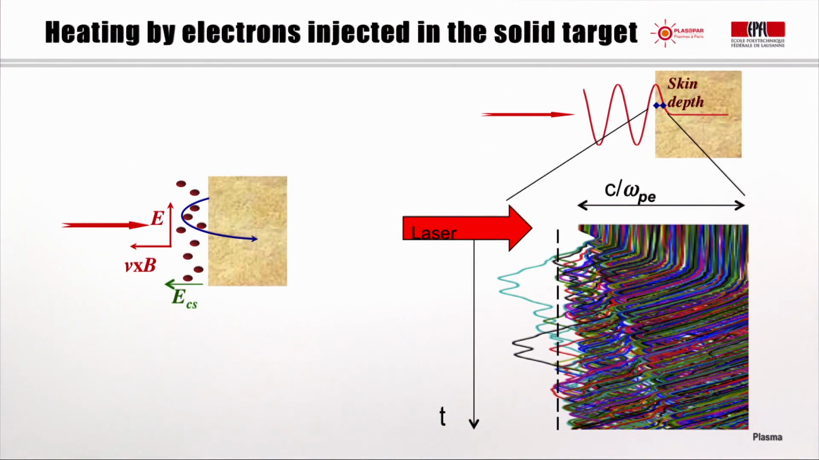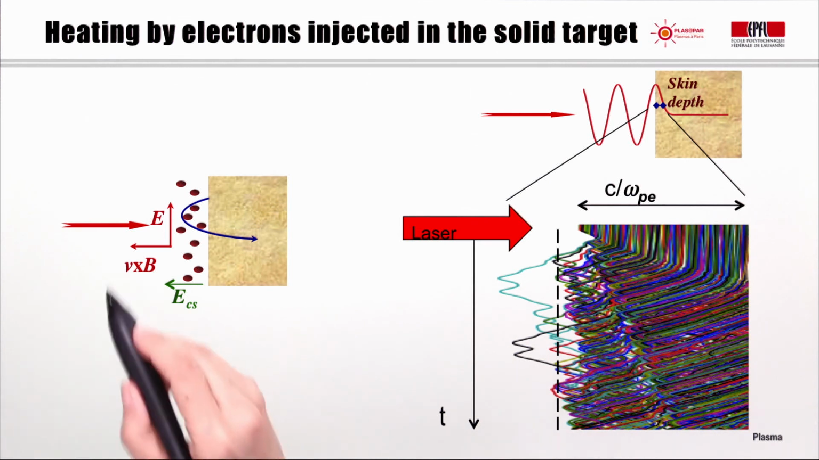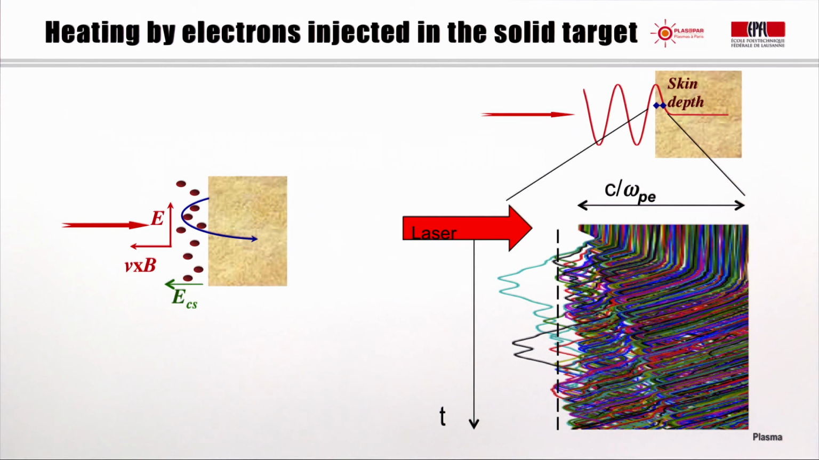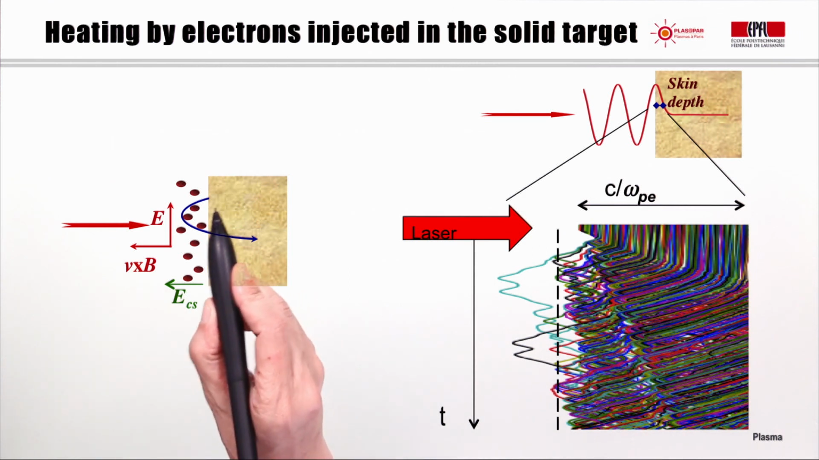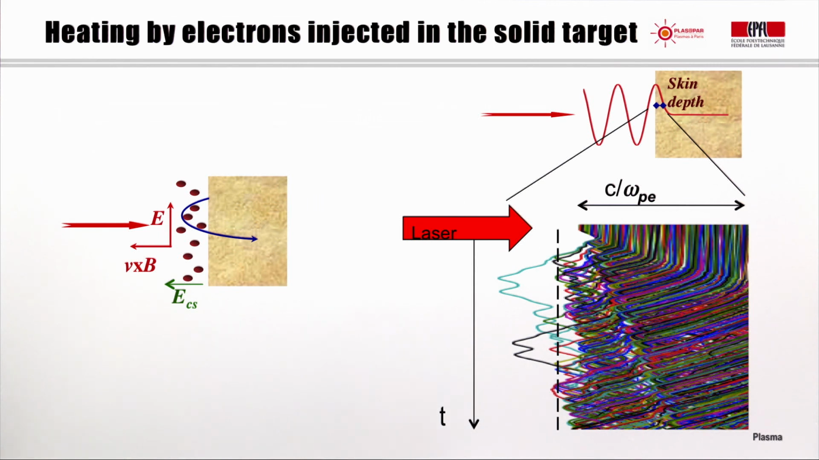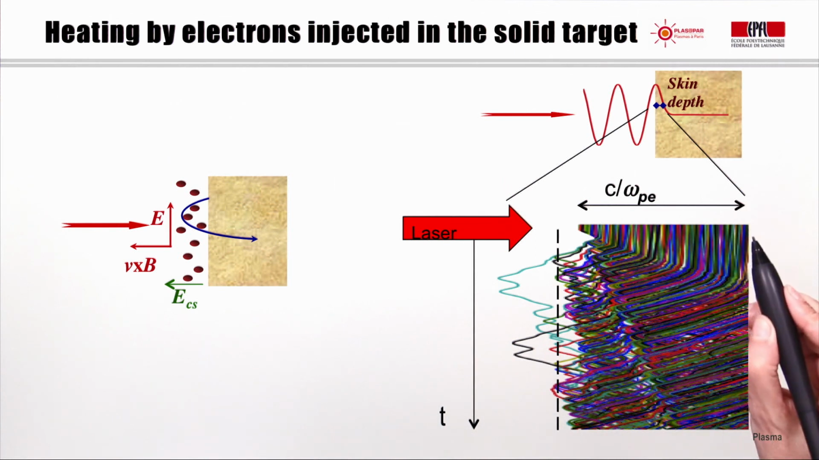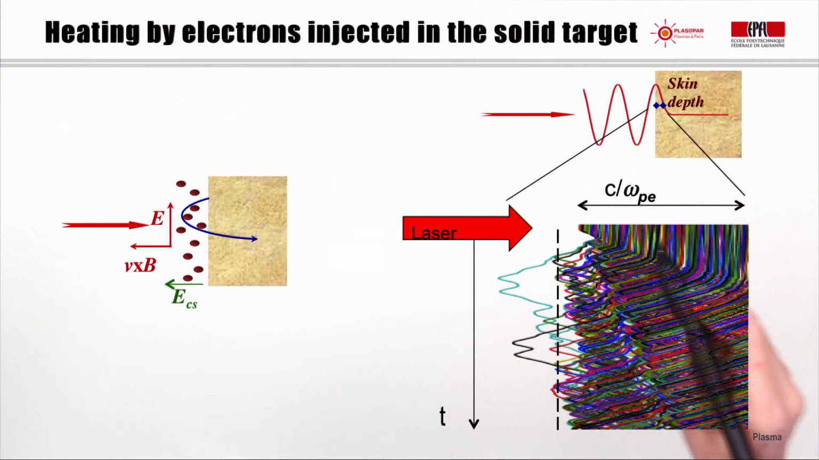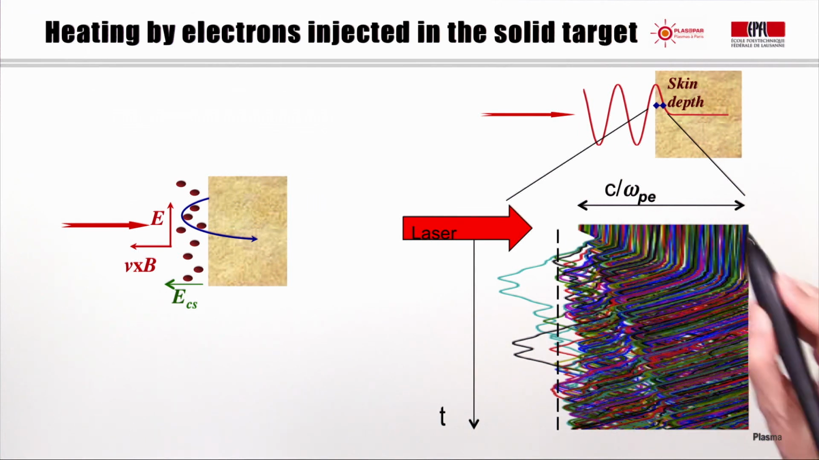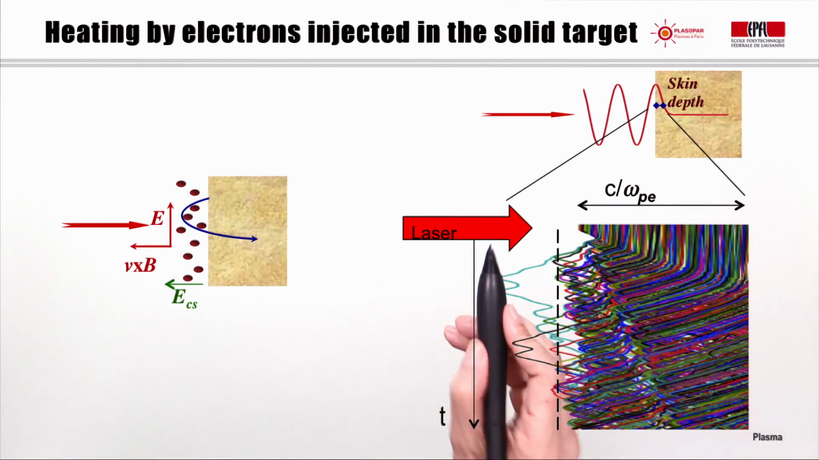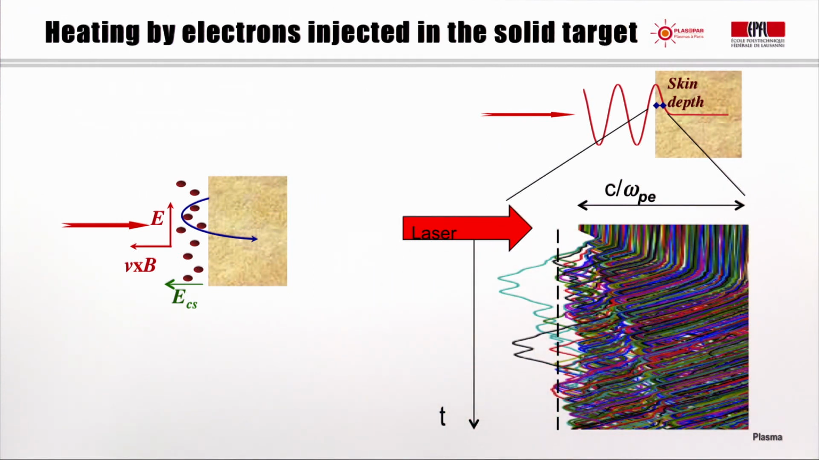So in this slide, we illustrate the heating of electrons by this mechanism. In particular, I chose the V cross B heating with some test particle simulations. So this is the scheme, and this represents a particle that is pushed and pulled back in the plasma. Instead, here it's a real simulation. Every line here represents a particle. This is inside a skin depth, so this is a zoom of the area where the interaction happens. The laser is arriving from the left and time is increasing in this direction.